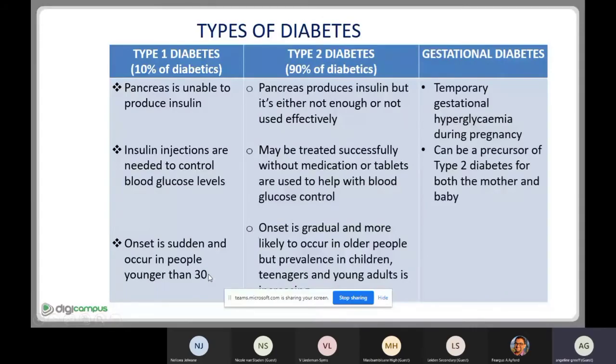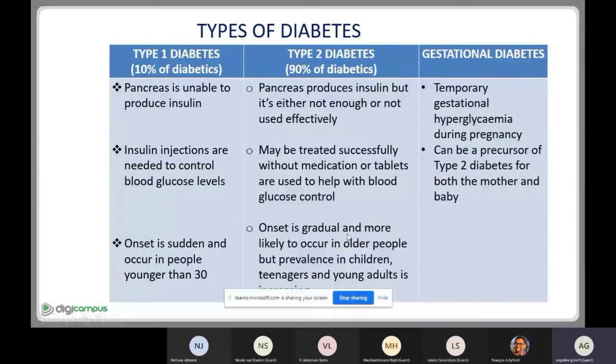Then with type 2 diabetes, the pancreas produces insulin, but it's either not enough or the insulin does not work effectively. So know that. With type 2 diabetes, it might be treated successfully without medication, or with tablets that are used to help blood glucose control. So not necessarily insulin injections initially. They might just need medication or tablets to help with that. Please note that here the onset is gradual.